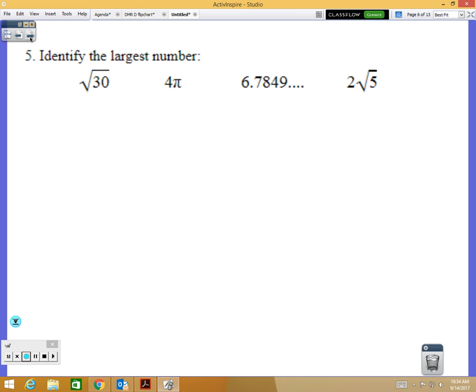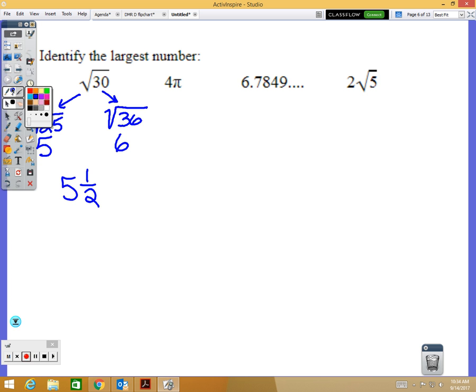Alright, let's look at question number 5. Question number 5 says identify the largest number. So when we do that, we need to first estimate the value of each one of these numbers. Now 30 is not a perfect square, but we need to think about which 2 perfect squares it comes in between. Can you help me out? Well, square root of 25 and the square root of 36, right? So those are the 2 perfect squares that it comes in between. And this equals 5 and this equals 6. So we could estimate this to be about 5.5. Okay? Not exact, but between the 2, 5.5.